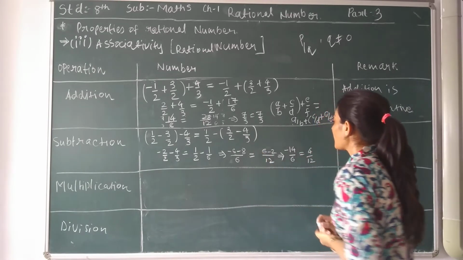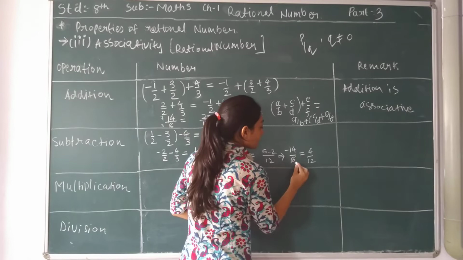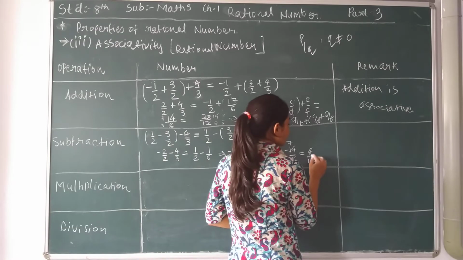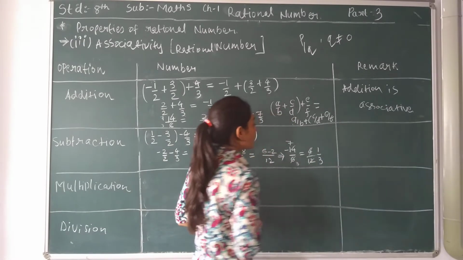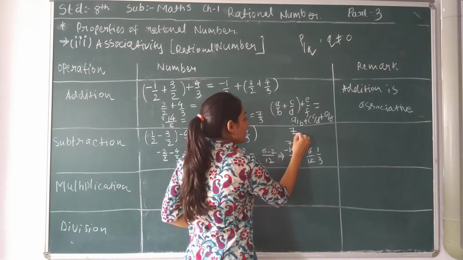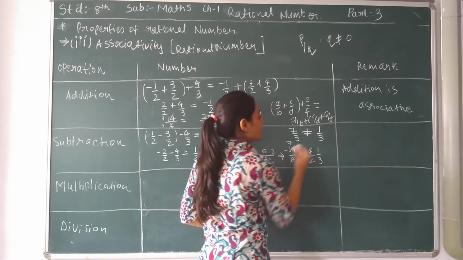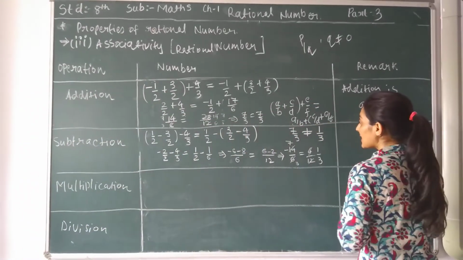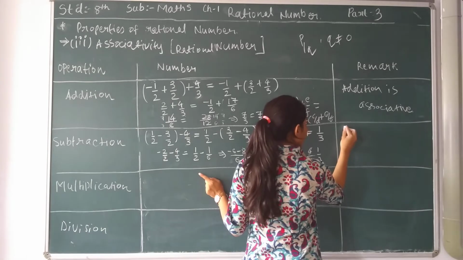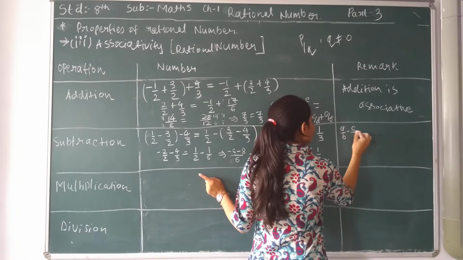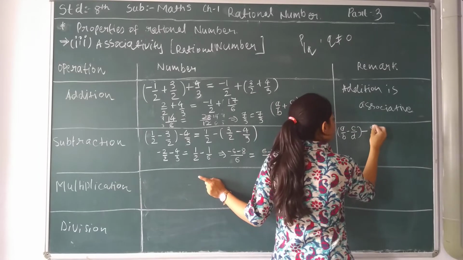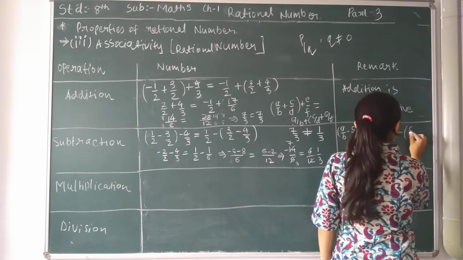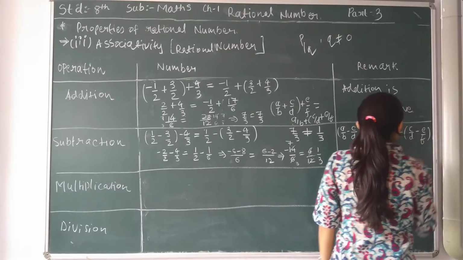4/12. Okay, so if you cut, 3 remains over here and 7 remains over here. If you cut this one, 1/3 remains over here. So 7 divided by 3 is not equal to 1 divided by 3. So we can say that subtraction is not associative. In general form, you can write A divided B minus C divided D minus E divided F is not equal to A divided B minus C divided D minus E divided F.